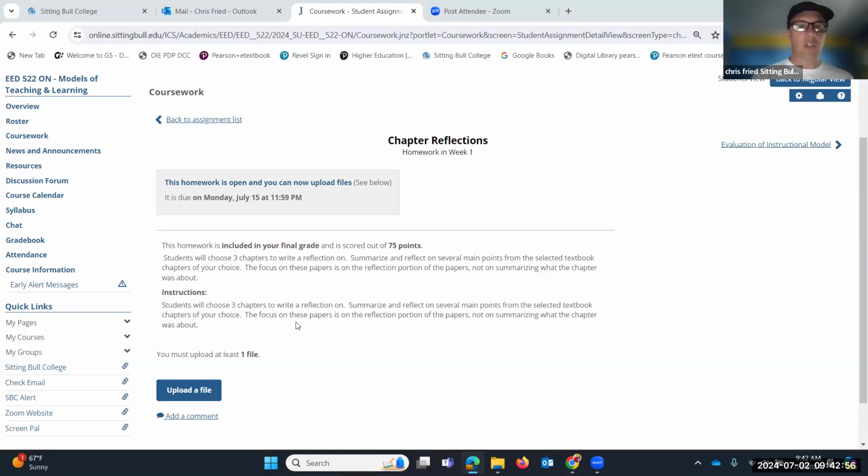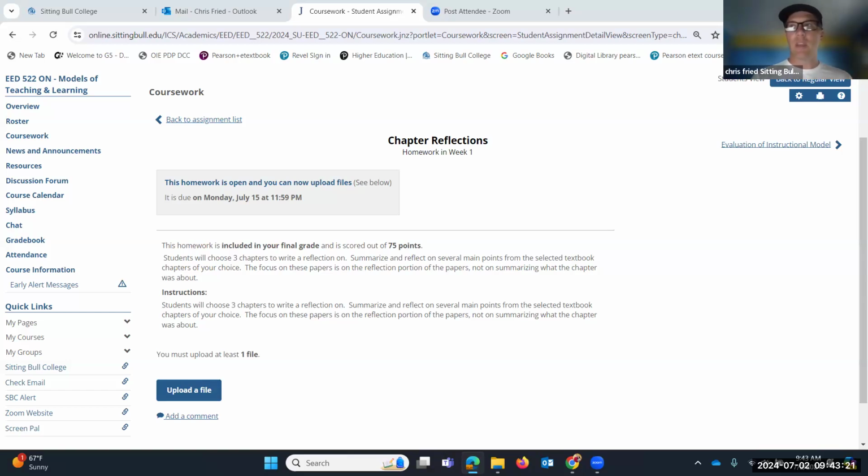Okay, I want you to do a reflection on the chapter. So summarize and reflect on several main points from your selected chapter of the book. The focus of the papers is on the reflection portion, so what I'm looking at is your reflection portion of the papers. Don't just summarize what the chapter was about.